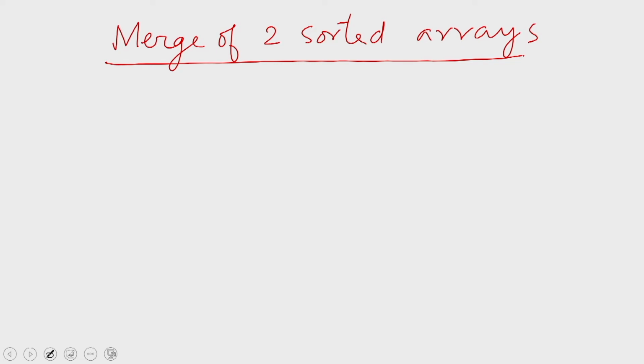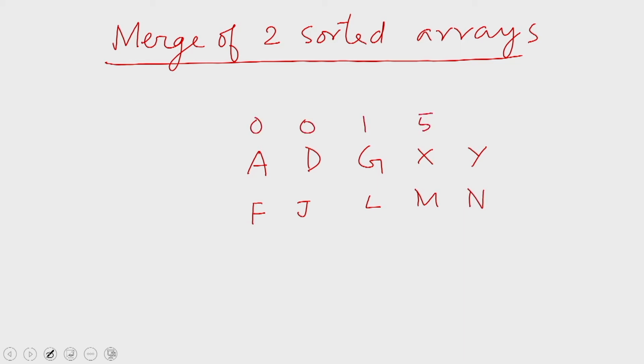Let us consider the same two arrays that we have seen just now for cross ranking, that have elements a, d, g, x and y in one array, f, j, l, m, n in the other array. We had found these cross ranks. Element A knows that it is the first element in its own array, element D knows that it is the second element in its own array, and so on. So, every element has its own rank, its rank in its own array. Similarly, f, j, l, m, n respectively know that they are at positions 1, 2, 3, 4, 5 in their own array.